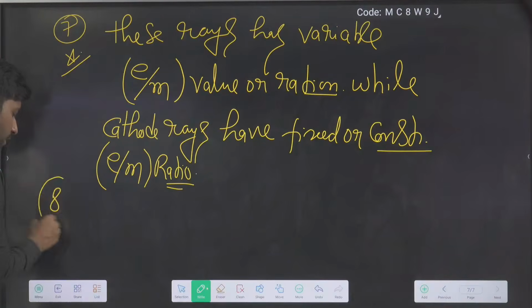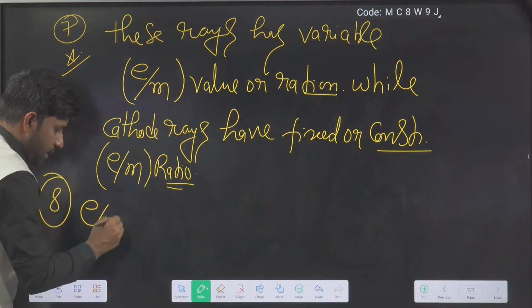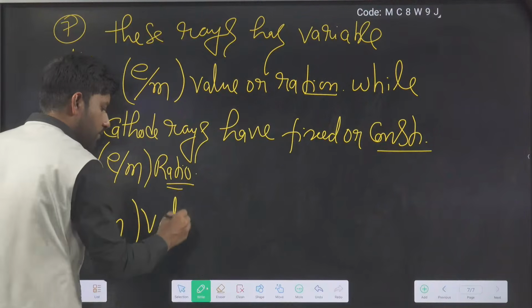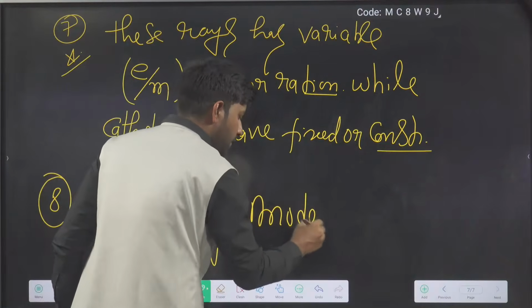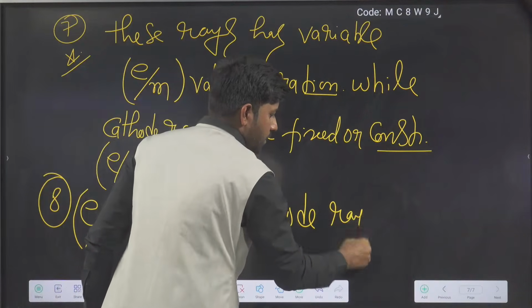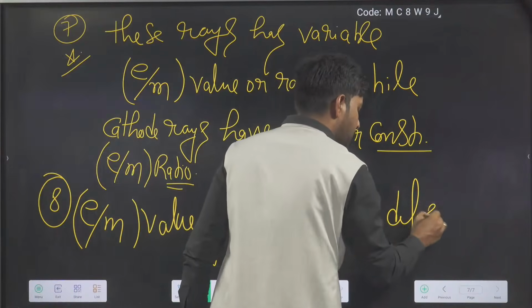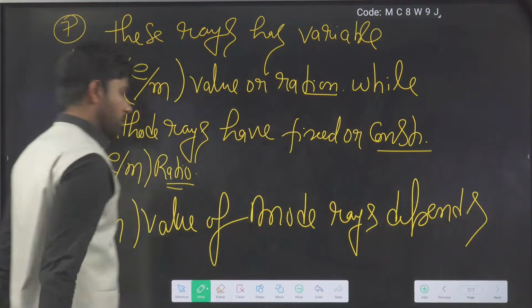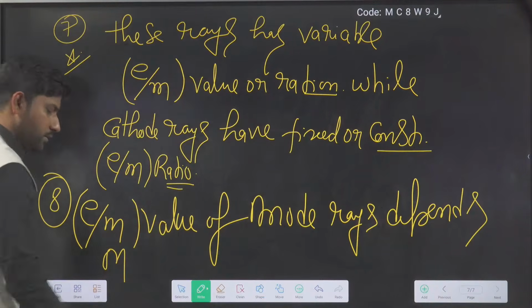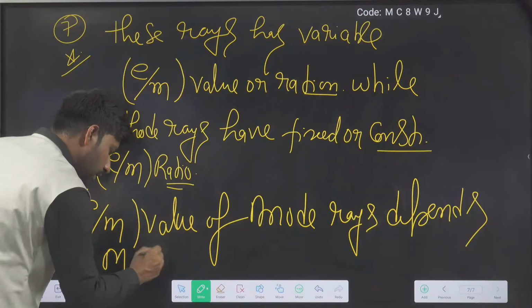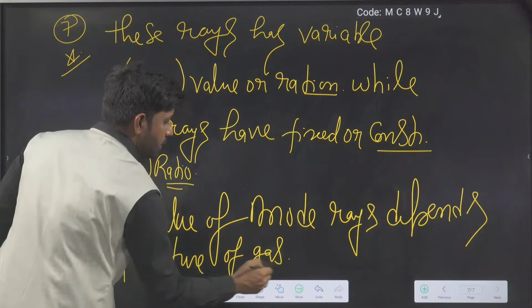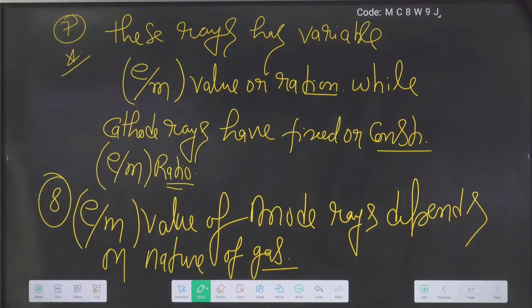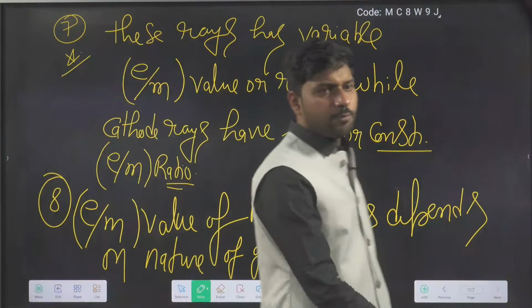So from here we can say the e/m value of anode rays depends on the nature of the gas. So these are the points.